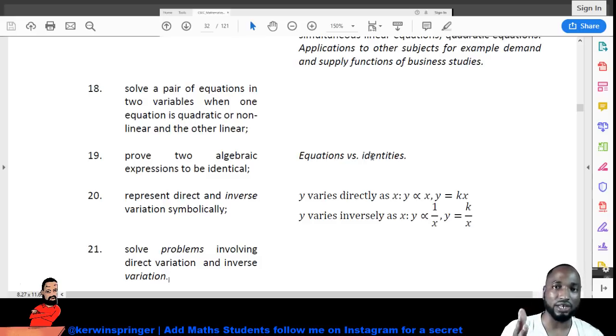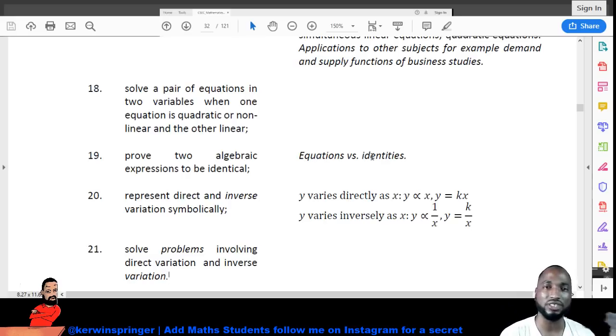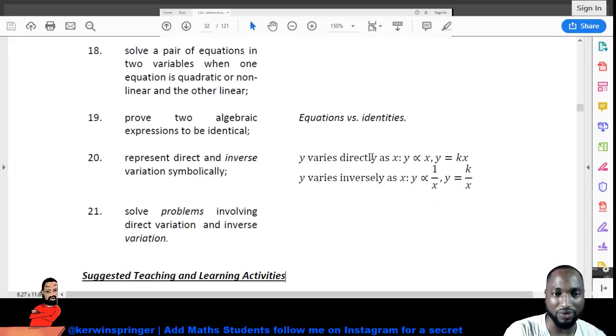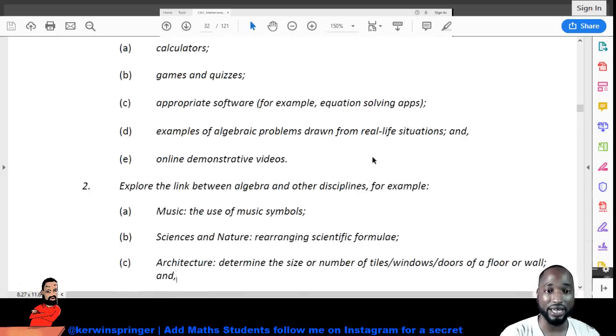If you don't understand the terminologies I'm using here, don't worry. You could always watch over the video after you go and study, or when we start to do questions, some of these terms will become a little more apparent. Remember, this is a crash course, and I'm going to explain what coefficient means, and I'm going to explain everything in depth. Solve problems involving direct variation and inverse variation. So I think that brings us to an end there.